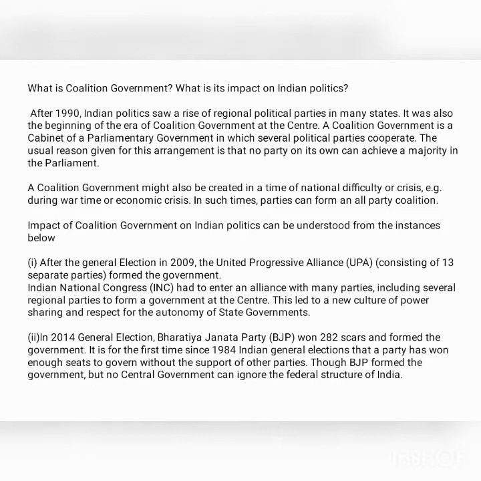Okay. So in such kind of time, parties can form an all-party coalition government. What is the impact of the coalition government on Indian politics?